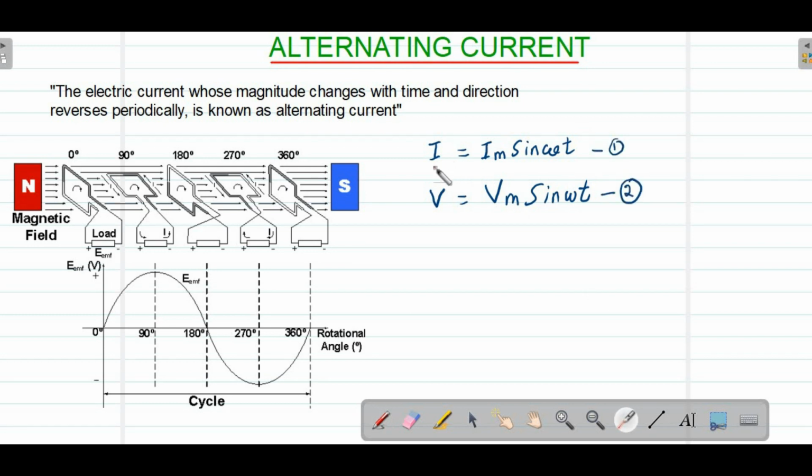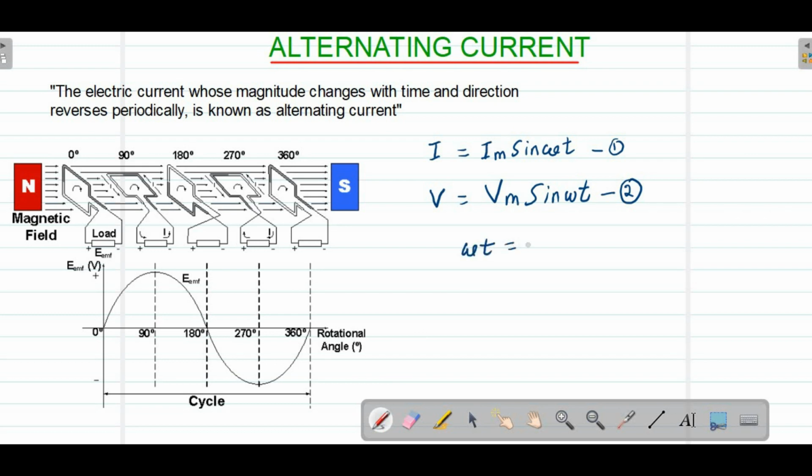The first equation represents the instantaneous value of current flowing through a circuit. Here I represents the instantaneous value of alternating current which is flowing through a circuit, and this Im is the peak value, the maximum value of alternating current, and this sine omega t represents the variation. Here omega t is called the phase of the current. This omega t is equal to theta. Actually omega t is the angle theta.